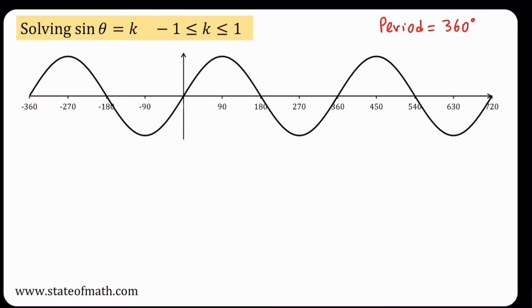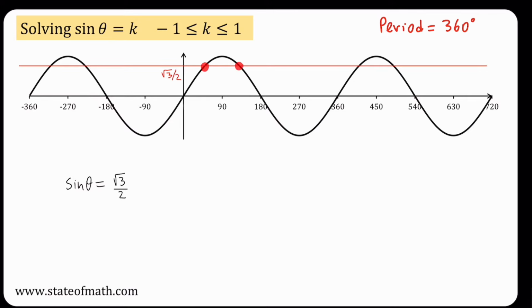So suppose we need to solve sine theta is √3/2. If I draw a horizontal line cutting the y-axis at √3/2, I'm pretty much asking to find the points of intersection with the sine wave. So all of these points here.